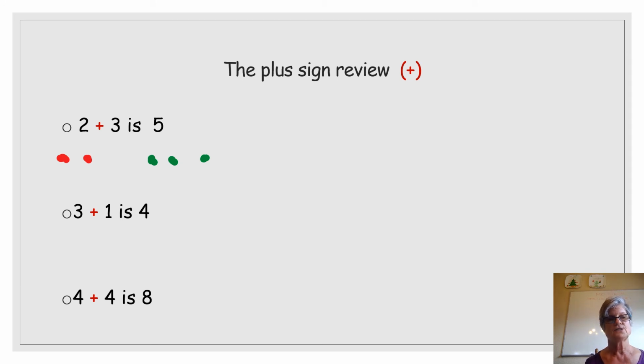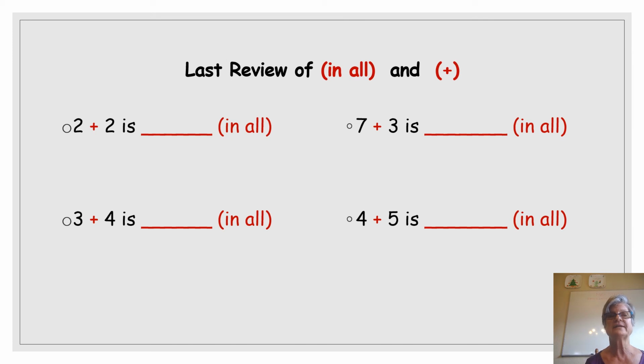Good job. So you have 4 in 1 color and 4 in another color. Now count all your objects together and you should have 8. Again, I'll read the problem both ways. 4 plus 4 is 8, and 4 and 4 is 8. Now I will go to the next screen. And on this screen, it's a review.